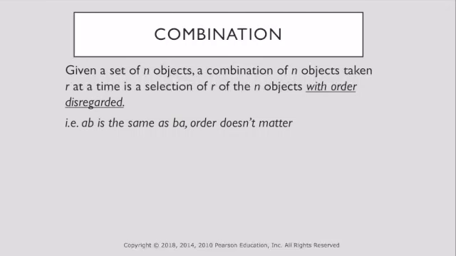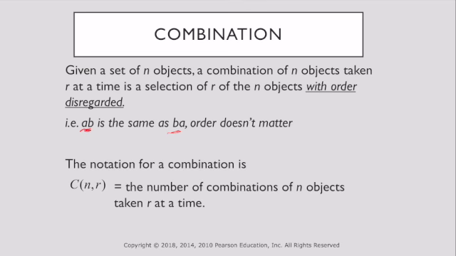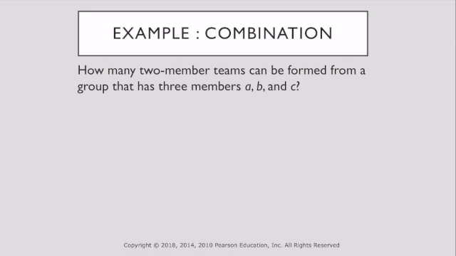A combination is different than a permutation because with combinations, order is disregarded. So with a combination, AB is the same as BA because in this case, order doesn't matter. We know the notation for it is C of n comma r, and that's the number of combinations of n objects taken r at a time. You may also see it like this when we get into section 5.7 and we start talking about binomial coefficients. So the formula for this is a little bit different.